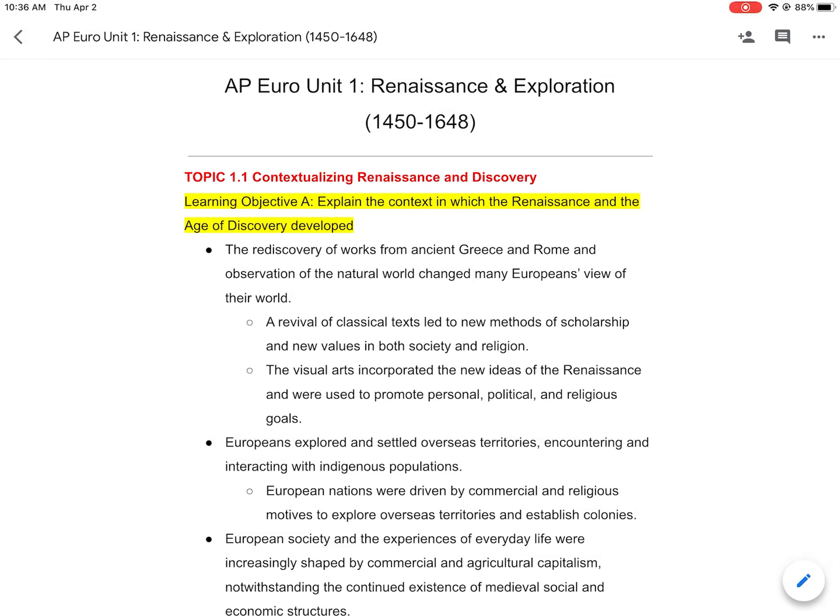Hey, this is Mr. Moore, and I'm going to do an AP European History review for my students to be able to help them prep for the AP test. At the end of every school year, I encourage my students to use the official study guides from the College Board and use those to study all the content and concepts that they need.